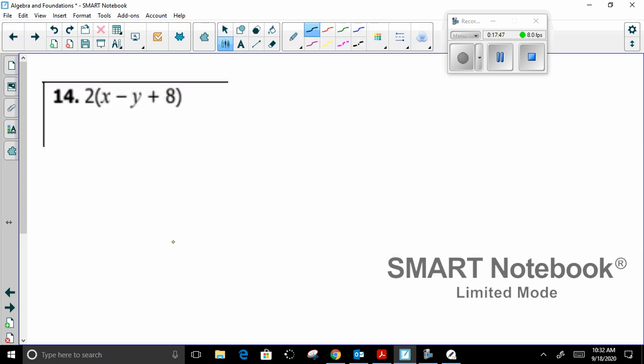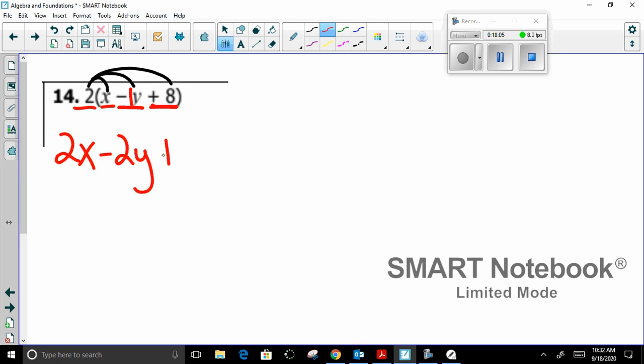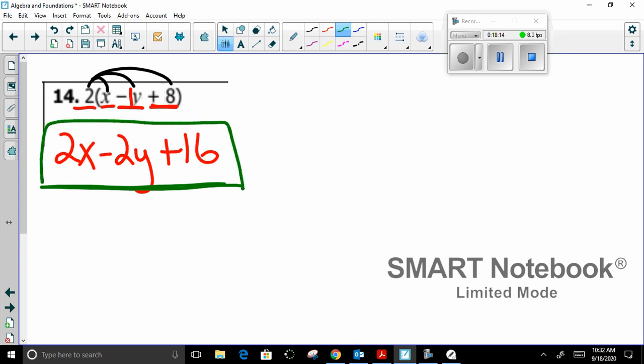These are starting to get a little bit more challenging. Okay, now we have 3 things inside of parentheses, so the 2 needs to go to each one of them. 2 times x is 2x. 2 times negative 1y is negative 2y. And 2 times positive 8 is positive 16. Can you subtract or add any of these? You cannot. They're not like terms. You are done.